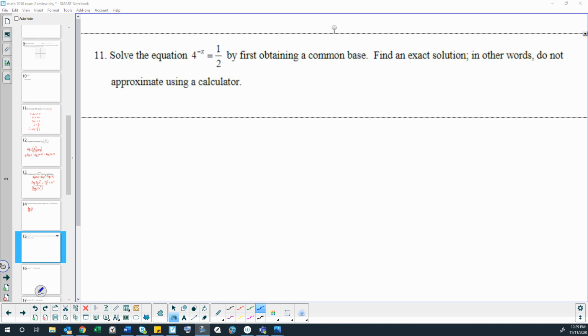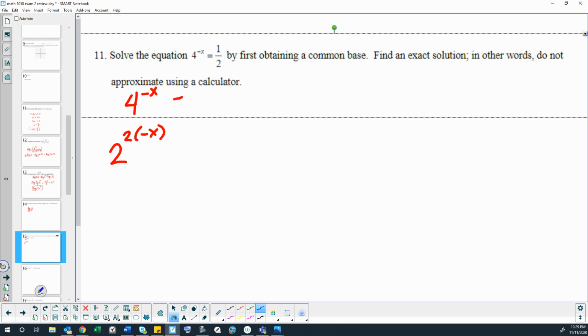So base 4 can be changed to 2 squared. Right, so that 4 to the negative x can be rewritten as 2 squared times negative x. So that was our 4 to the negative x. I don't know if you can read it, use that on your own paper. But I changed my 4 to 2 squared, and then that squared is going to have to multiply the negative x that's already there.